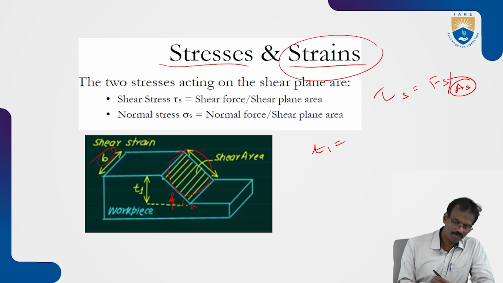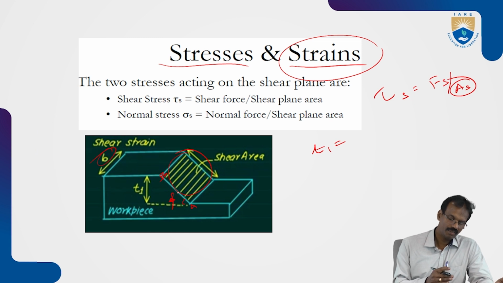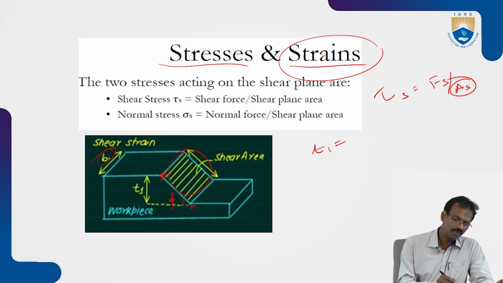Then this is AB. Then you can find out AB. If you know the AB side, then if you multiply AB with B, you will get this total area. That is the shear area. So then you have to find out the AB value.